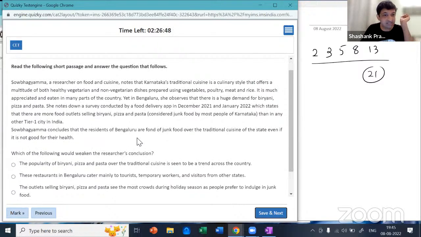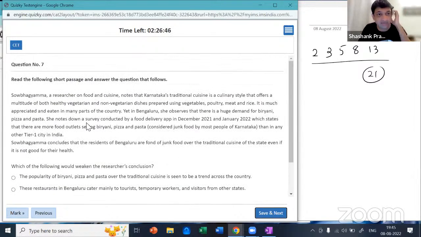Okay, this is conclusion. So critical reasoning. Saubhagyama, researcher on food and cuisine, notes that Karnataka's traditional cuisine is a culinary style that offers a multitude of both healthy vegetarian and non-vegetarian dishes. So Karnataka, vegetarian, non-vegetarian. Okay. Prepared using vegetables, poultry, meat, rice. It is much appreciated and eaten in many parts of the country.